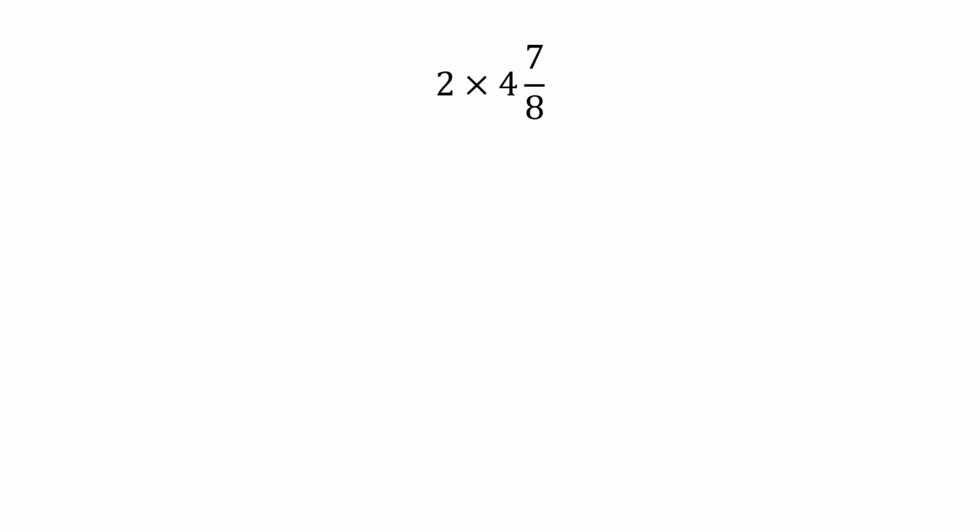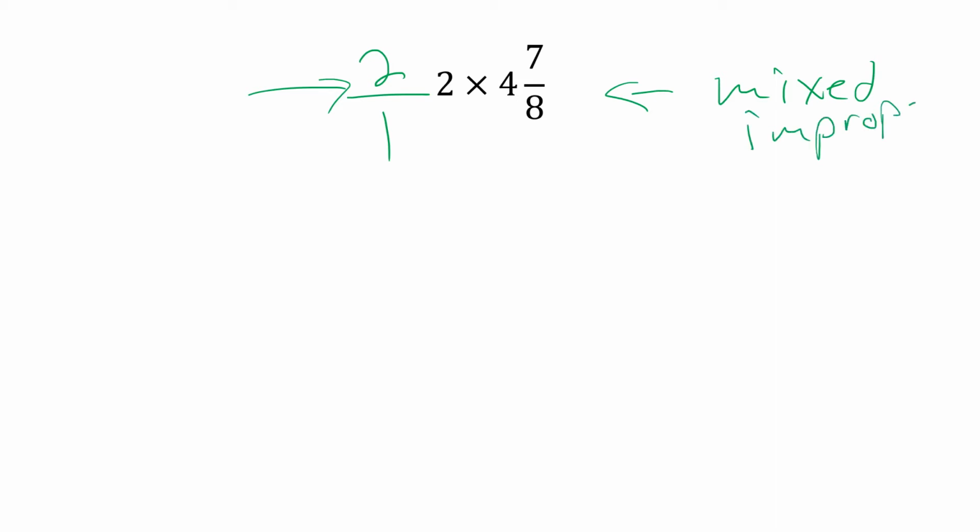So 2 things going on here. First, how do we write a whole number as a fraction? We put it over 1. So 2 is the same as 2/1. This is how we write 2 as a fraction. And then this guy here is mixed, has to become improper. So we will do that with our little windmill. 4 times 8, which is 32. 32 plus 7, which is 39/8, and 2/1, and then multiply.